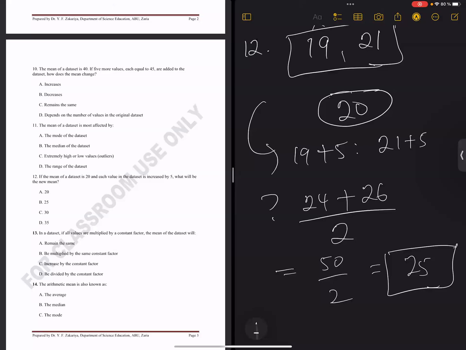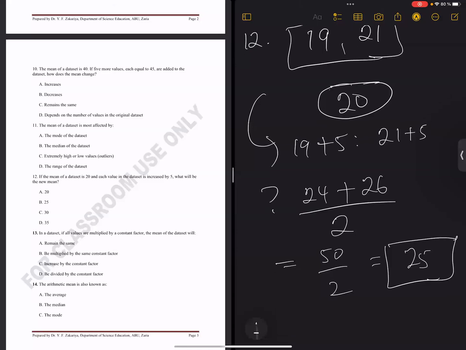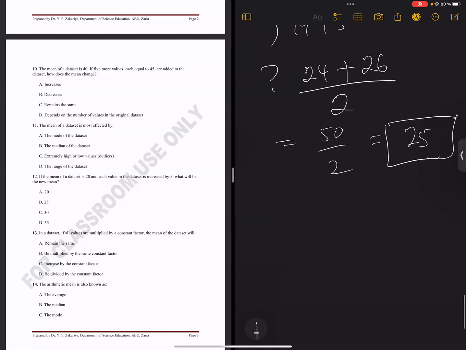And this is another transformation. This is when you transform a number by shifting it. Remember the one we did before is by multiplication. When you multiply each term by a constant, the mean is also multiplied by that constant. When you add a constant to each value, then the mean will also be added with that constant. Do you understand what I'm saying?